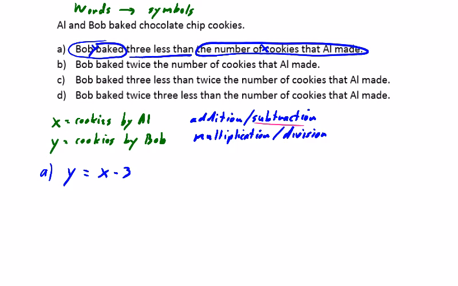Let's consider the second case. Once again, Bob baked would be our Y. The number of cookies that Al made could all be represented by X, and what we're left with is twice. So Y must be twice X. What operation should we be looking at? It's pretty clear in this case that twice would involve multiplication. So we have to take 2 times X.